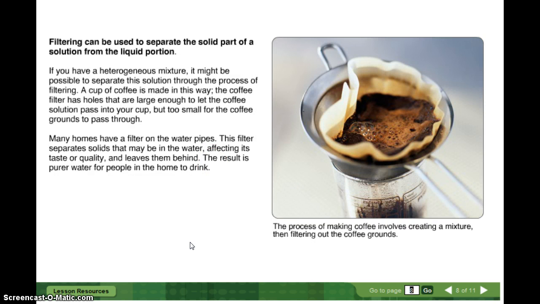Filtering can be used to separate the solid part of a solution from the liquid portion. If you have a heterogeneous mixture, it might be possible to separate the solution through a process of filtering. So what does heterogeneous mean again? It means that it is not the same throughout. A cup of coffee is made in this way. The coffee filter has holes that are large enough to let the coffee solution pass into your cup, but too small for the coffee grounds to pass through.